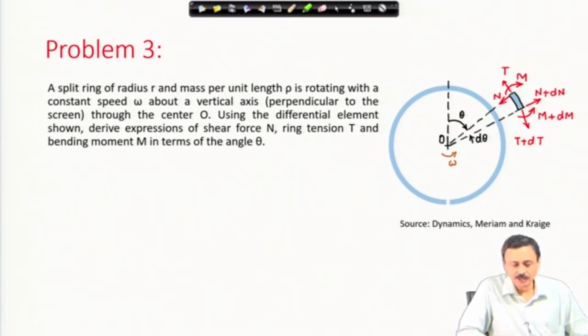Using the differential element shown, already shown in the figure, derive expressions of shear force N, again shown in the figure, ring tension T, and the bending moment M in terms of the angle theta. This force, which is perpendicular to the ring element, is the shear force. The force along the ring element is the tension, and the bending moment is a force which tries to bend the element.